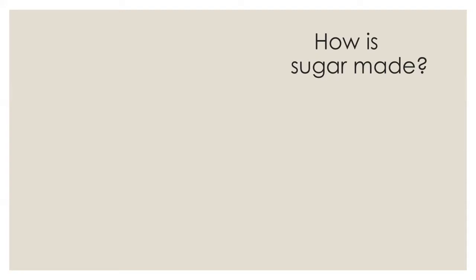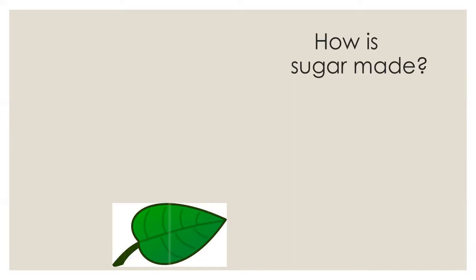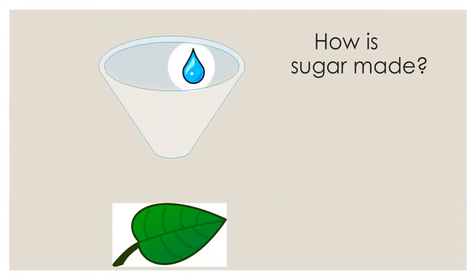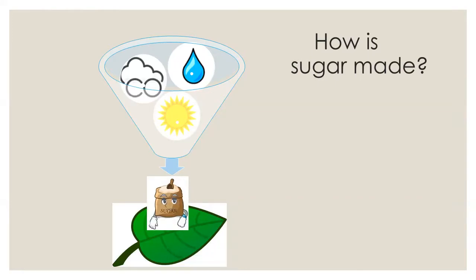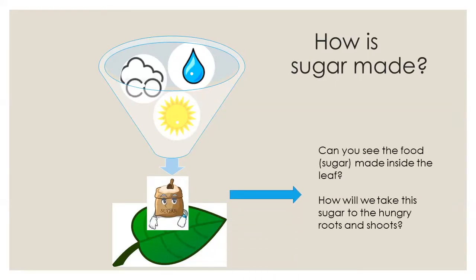How is sugar made? It is made inside the leaf. Let us mix all those 3 ingredients: water, carbon dioxide, sunlight. After mixing, they make sugar. Can you see the food made inside the leaf? How will we take this sugar to the hungry roots and shoots?